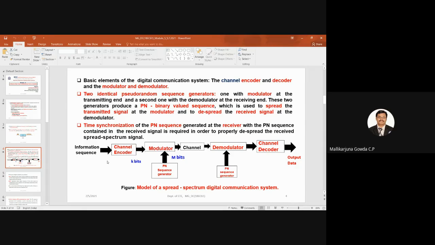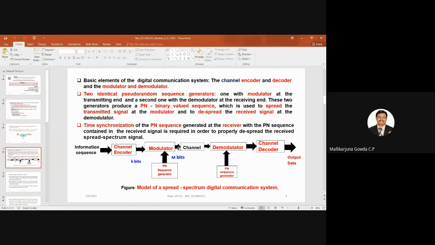Either BPSK or FSK. Then at the receiver side, the reverse process will be done. Again we do the despreading, then demodulation, then the channel decoder will get the output back, right? So we are using two identical pseudo random sequence generators, one at the modulator side and another one at the receiver side, that is at the demodulator.